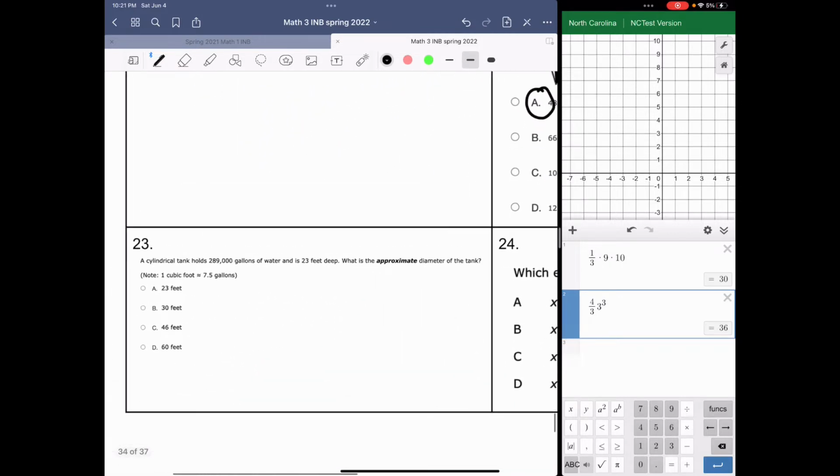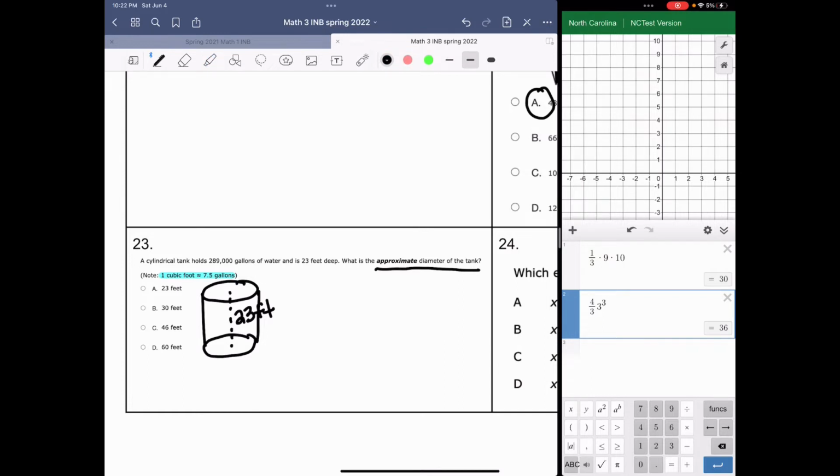All right, so for 23, I have a cylindrical tank that holds 289,000 gallons of water, and it is 23 feet deep. What is the approximate diameter of the tank? All right, so first thing, I like to draw my little cylinder, and I know that the height, because it's 23 feet deep, is 23 feet. Now, one thing we need to pay attention to is the fact that it told us that 1 cubic foot is 7.5 gallons. So what we're going to do is find the volume of the actual tank.